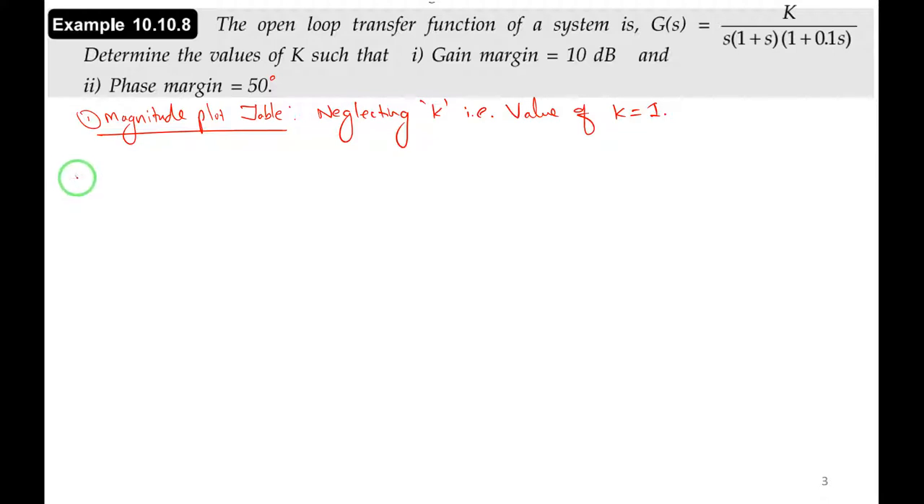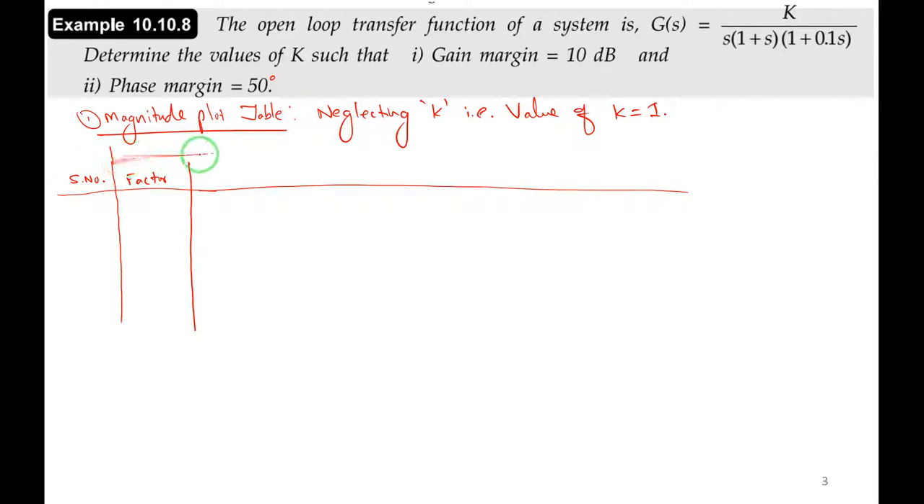Then we will construct the table, serial number first. Next, factor. Which are the factors? Then corner frequency. Simple poles are there, so we will be getting corner frequencies. Then slope contribution by every factor. Then cumulative slope.